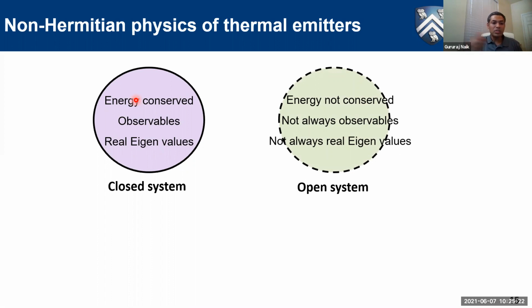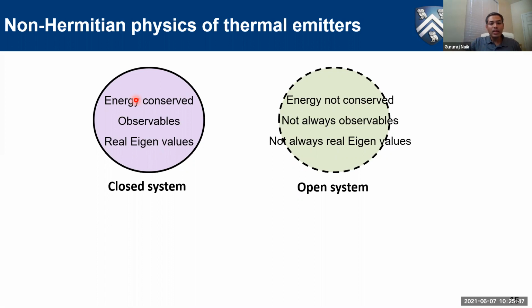Without absorption loss, you don't have thermal emission. So that's one requirement, which clearly makes it open. Plus, it's a light source, so it's actually giving light out. That again makes it an open system. Both of them make the system one where energy is not conserved, eigenvalues are not necessarily real, and we don't always have observables in the system.